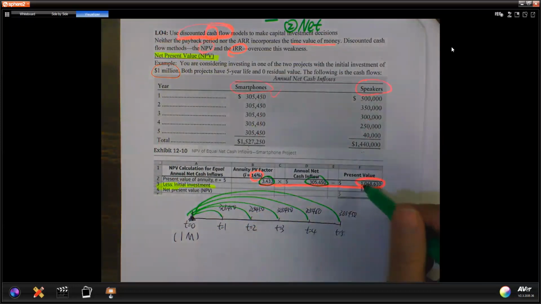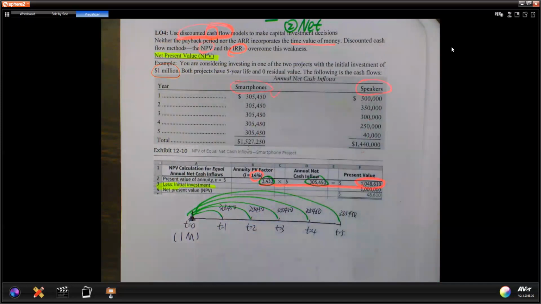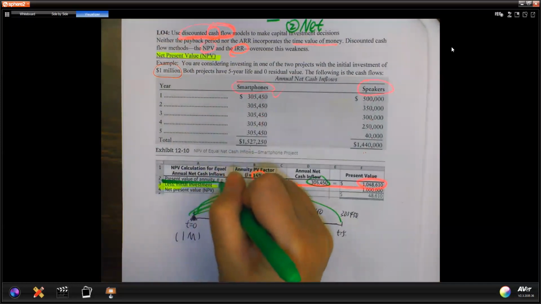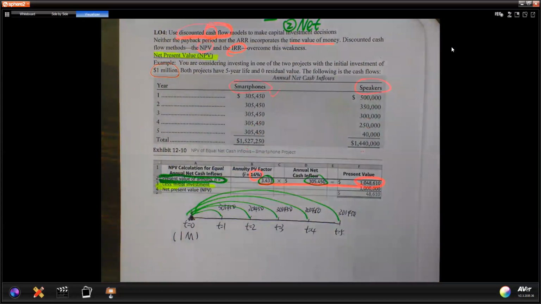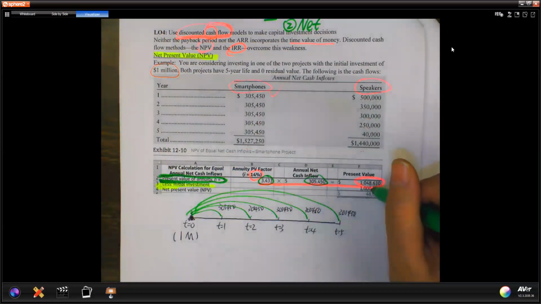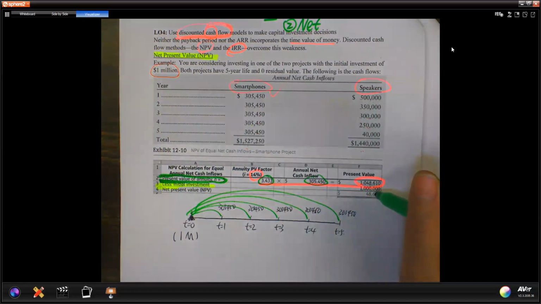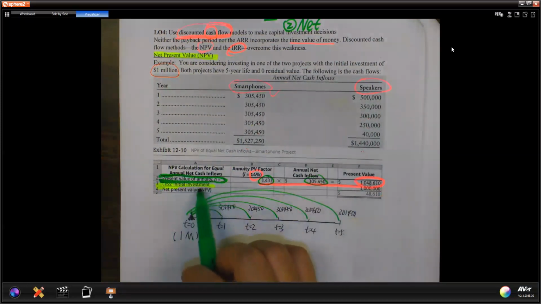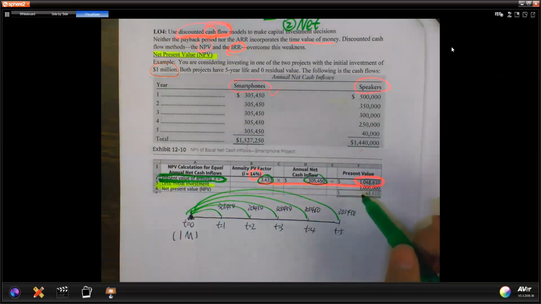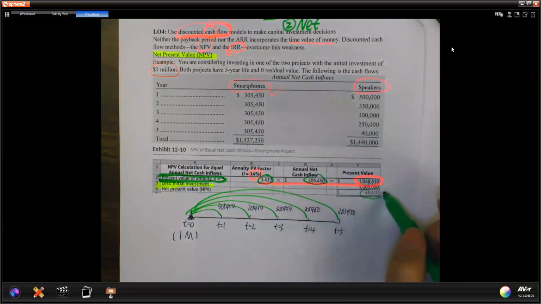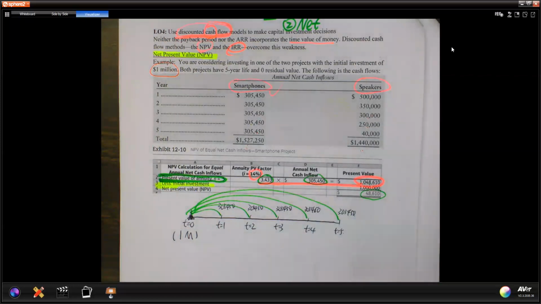So your present value of all of your cash inflow is $1,048,610. This is your present value. And now you need to net your inflow with your outflow. You get $1,048,610, but you have to spend $1 million to get that much. So your net present value, your NPV, is $48,610.